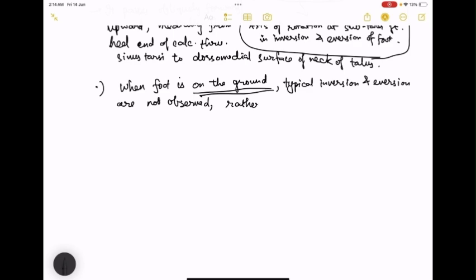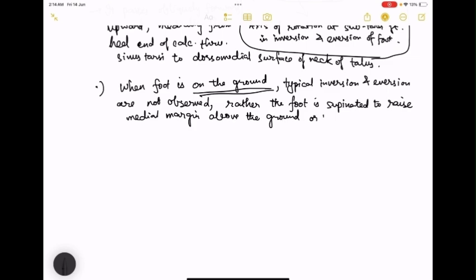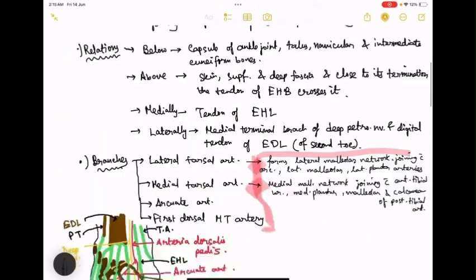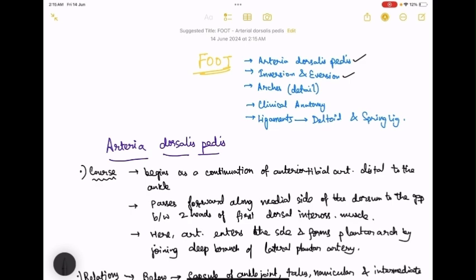Rather, the foot is supinated to raise medial margin above the ground, or pronated to raise lateral margin above ground. This much you write for inversion and eversion is enough for your prof exams. As I already mentioned, this is basically the bare minimum.